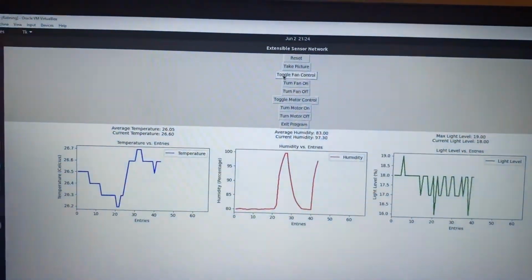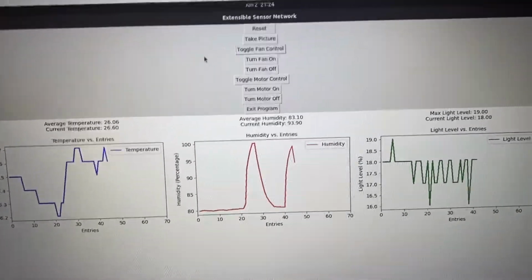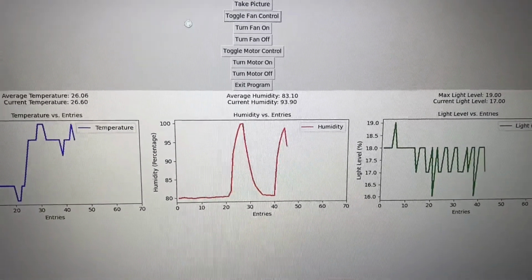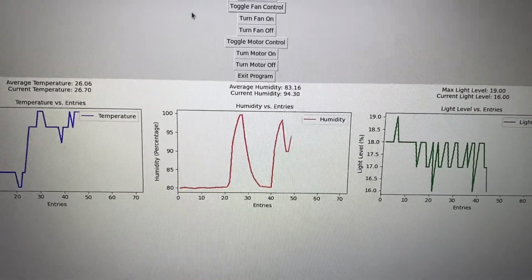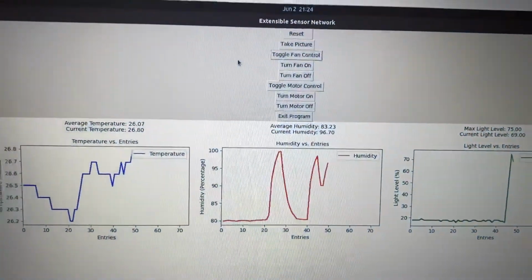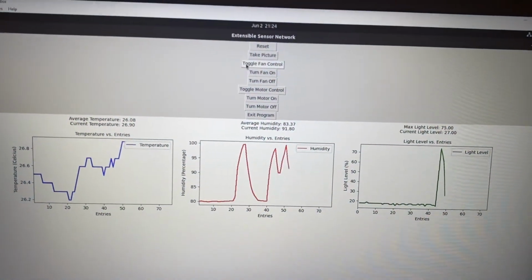When I have the fan control given to the GUI, it doesn't matter what the humidity level is. So let me keep humidity pretty high. It's at 90 now, okay. It's way above 90, but the fan is off because currently there's manual control given to the GUI. But if I give that back to the sensor, my fan triggers on because the humidity is above 85.